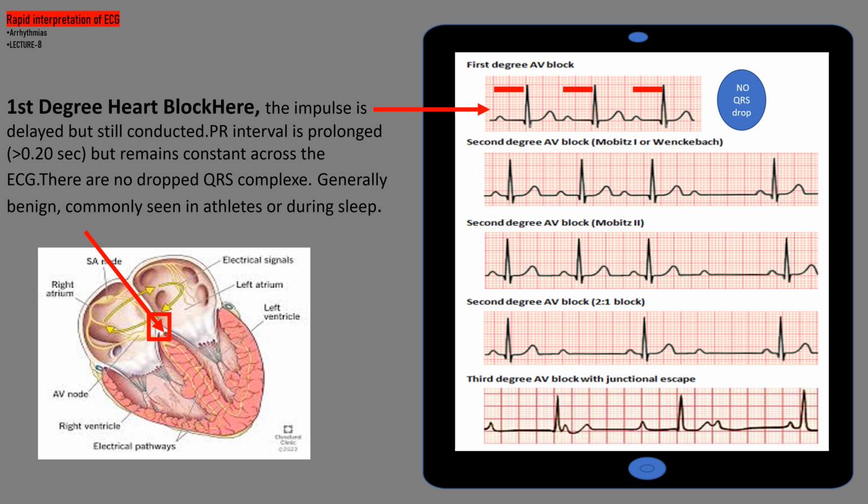Every P wave is followed by a QRS complex, meaning there are no dropped beats. This condition is usually benign and does not require treatment. This type of block is usually benign and may be seen in athletes or during sleep.